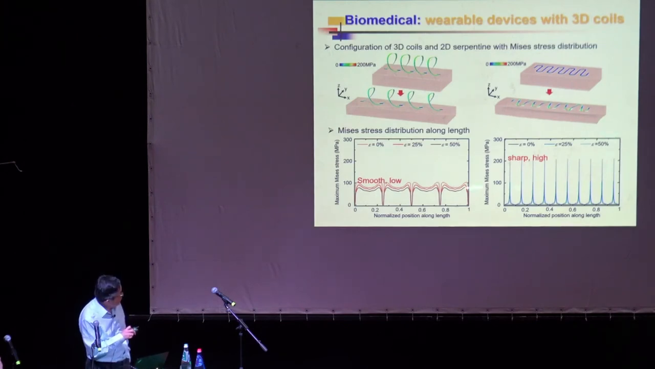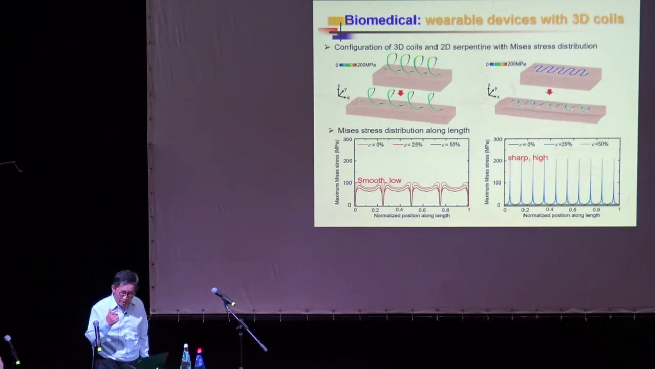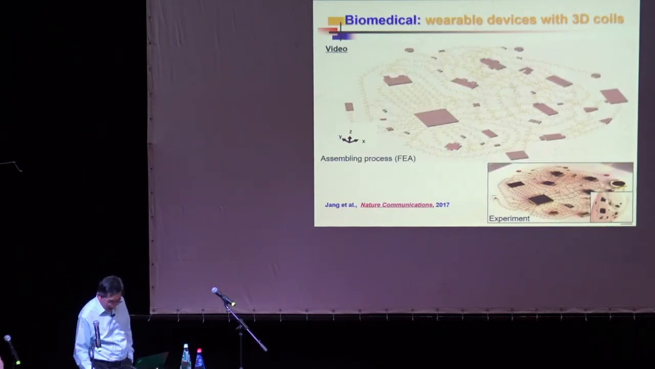I'll skip why we do the mechanics analysis. Basically, for this 3D electronics, you really need to make sure the silicon doesn't break, and this is our design. I'll skip the details. This is our mechanics design, and this is the final analysis calculation.